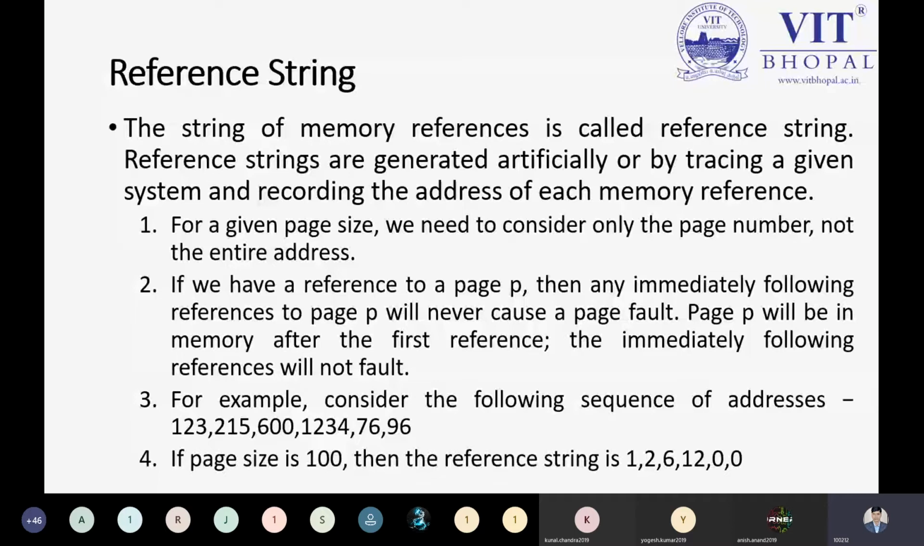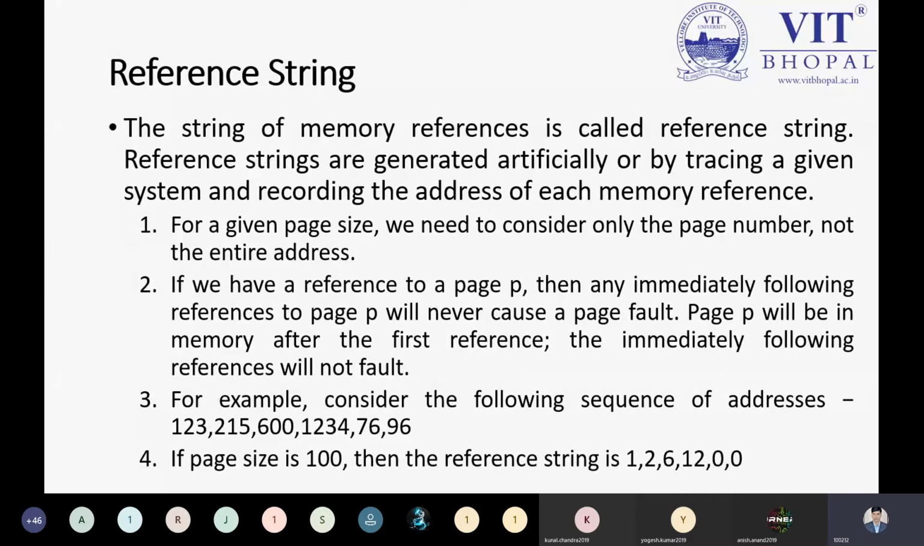So how do we determine the page reference value? Divide all these values by 100. 123 divided by 100, the answer will be 1; it is 1.23, but we take only the integer value, so 1 comes into our picture. 215 divided by 100, the answer is 2. In the same way we get 1, 2, 6, 1, 2, 0, 0; these are the memory reference values of the particular pages. So based on the address and with the help of the page size, we can get the memory references.